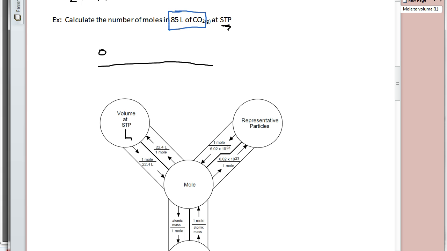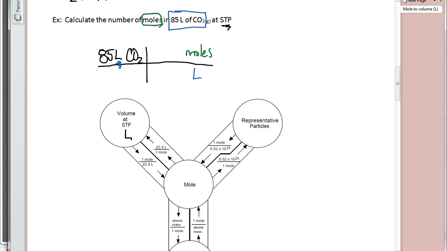So I'm going to start this problem off with 85 liters of CO2. The next thing I need to do is identify my unknown. What I'm looking for in this problem is to calculate the number of moles. So there is my unknown. I'm looking for moles, so I'm going to write the word moles right there. Now, just like I did before with all the other problems, I'm going to take the unit that is right here, and I'm going to rewrite it down there.